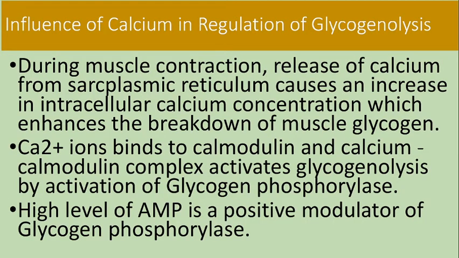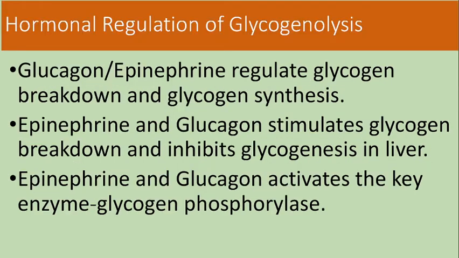Then the influence of calcium has a role in regulating glycogenolysis. During muscle contraction, release of calcium from the sarcoplasmic reticulum will in turn cause an increase in the intracellular calcium concentration, which will enhance the breakdown of muscle glycogen. Calcium ions will bind to calmodulin, and the calcium calmodulin complex in turn activates glycogenolysis by activating the enzyme glycogen phosphorylase. A high level of AMP is a positive modulator of this enzyme glycogen phosphorylase.